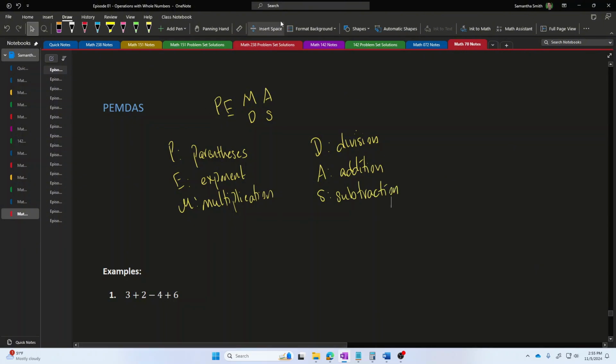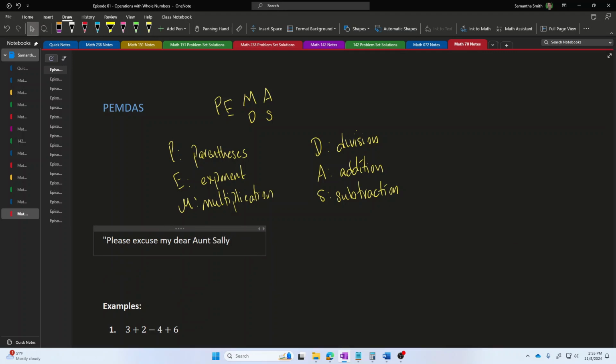PEMDAS, or some people might also use the memory aid: Please excuse my dear Aunt Sally. I don't know what Aunt Sally is up to, but we got to make sure that she is excused. Please excuse my dear Aunt Sally.